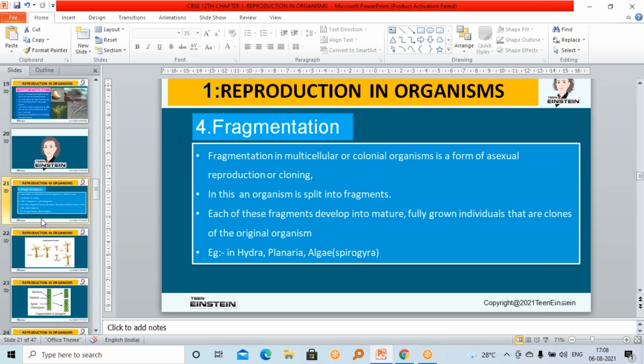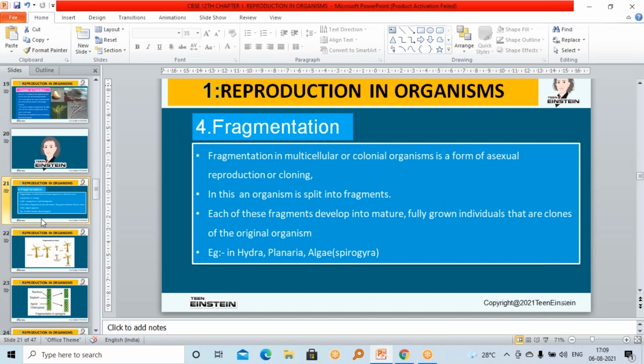And reproduction is of two types. Which are they? Asexual reproduction and sexual reproduction. In asexual reproduction, only a single individual, only one individual is involved, right?